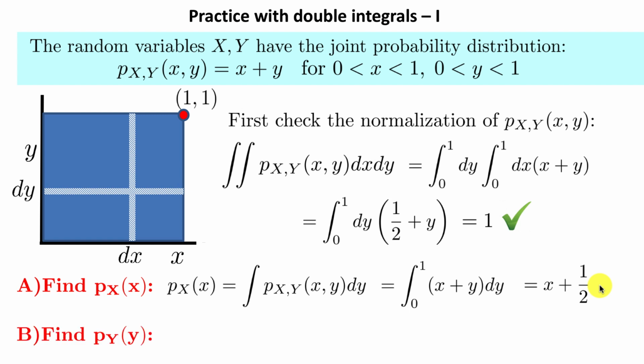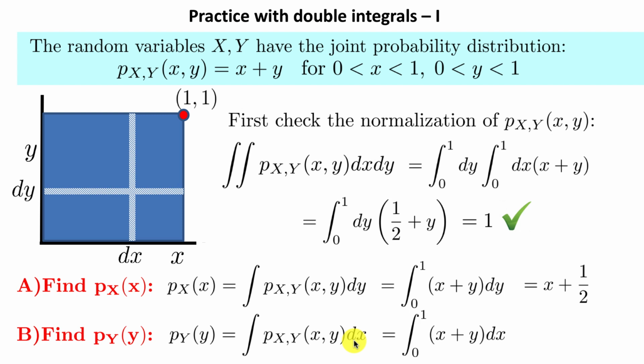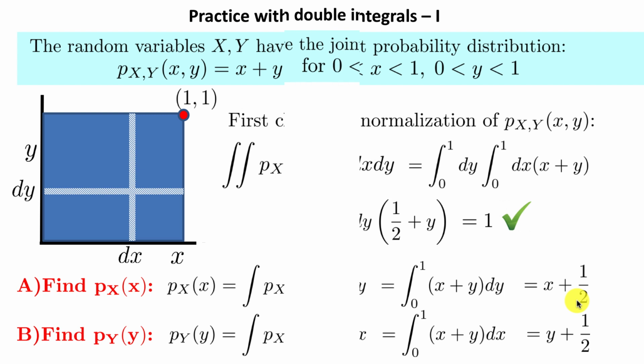Let's now repeat this for y. So now we need to find this marginal probability distribution, in which case we need to integrate over x, and of course it's exactly identical. The difference is that you're integrating x from 0 to 1, the same function x plus y, and of course you're going to get y plus a half. Now notice over here that p of xy is not equal to x plus a half into y plus a half. In other words, this joint probability distribution, x plus y, is not equal to a product of something which is only a function of x times something which is only a function of y.